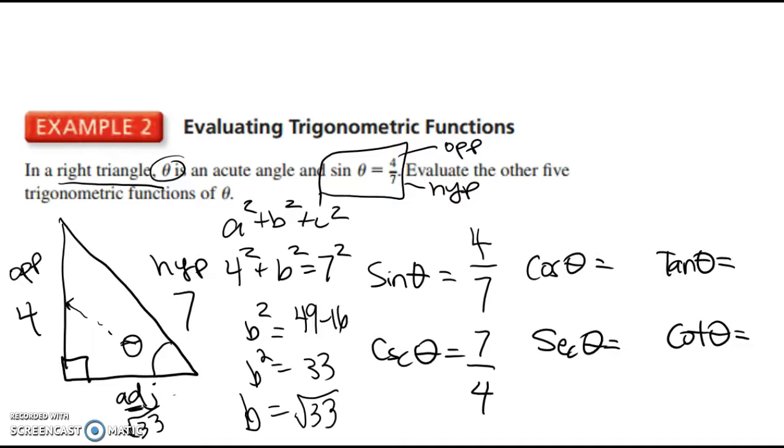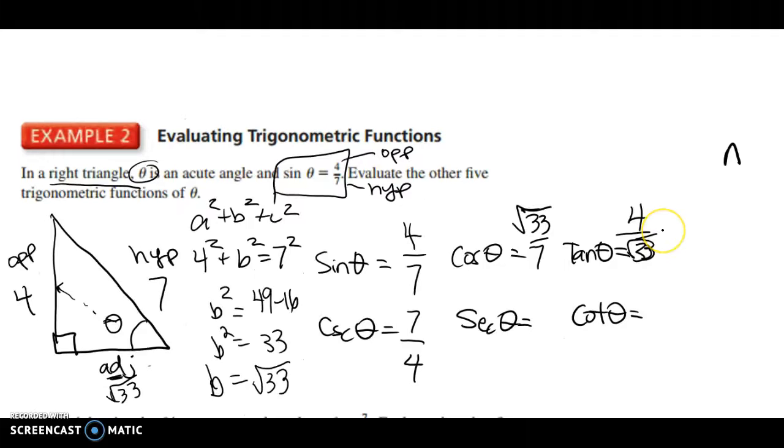So now I can fill in the other functions. Cosine is the adjacent, which is radical 33, over the hypotenuse 7. Tangent is the opposite, 4 over radical 33. Now, if you remember from geometry, we're not allowed to keep radicals in the denominator. So what you're going to do is rationalize. You're going to multiply the numerator and denominator by that radical. And that now gives me 4 radical 33 over a regular 33.